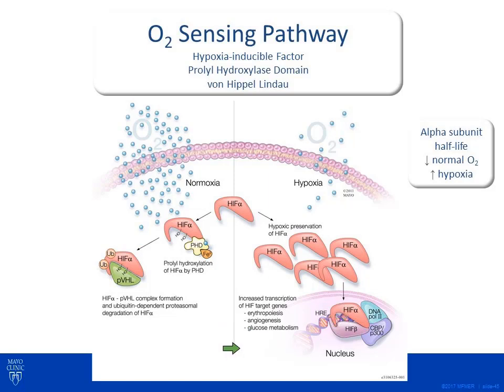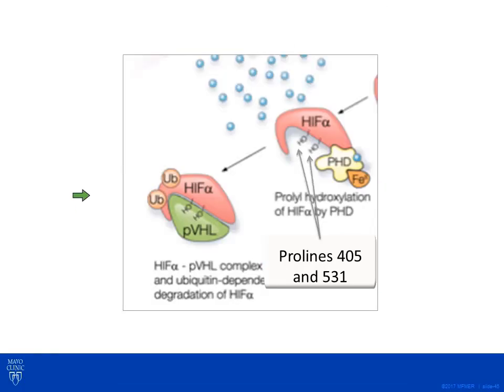these genes. Now, when there's not enough oxygen around, PHD2 can bind, but it can't hydroxylate effectively. Therefore, the VHL cannot bind. The HIF alpha, as shown here, persists. Now it does bind to its HIF beta subunit, attaches to target genes, and we get upregulation of the target genes. And just a blow-up of that diagram showing here the two key prolines in this process: proline 405 and 531.